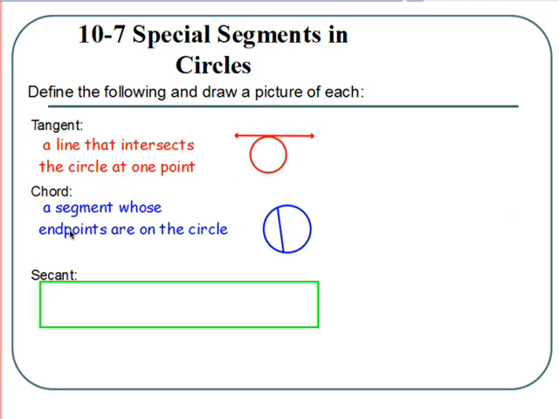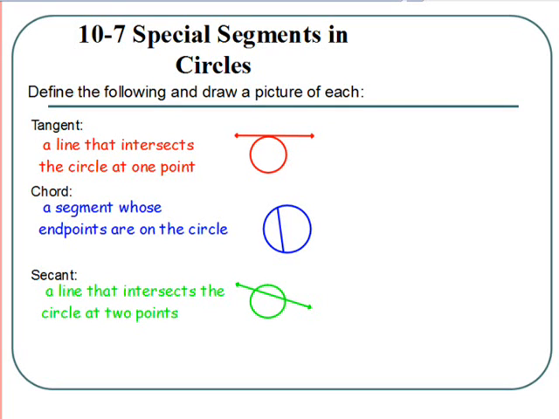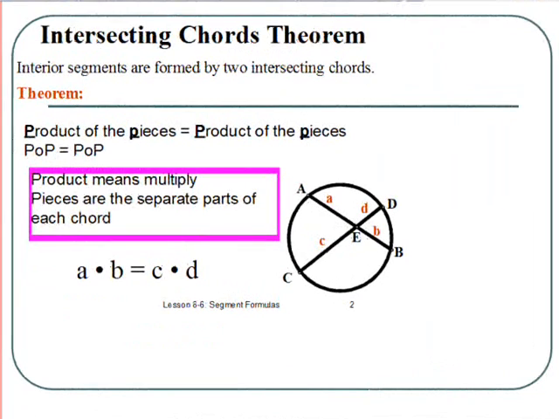A chord is a segment whose endpoints are on the circle. A diameter is an example of a chord, but not all chords are diameters, right? So there's that fact. A secant is a line that intersects the circle at 2 points. Okay, so it cuts all the way through it. So there's that. Let's take a look at the intersecting chords theorem.